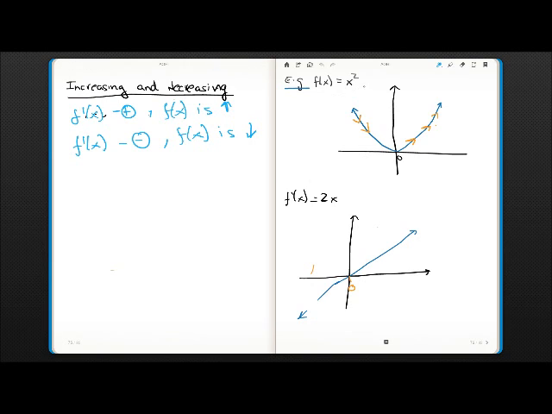If you have f of x equals x squared, anything left of the zero is decreasing, whereas anything right of the zero is increasing. And if we find the derivative, f prime of x equals 2x, anything left of the zero is negative, whereas anything right of the zero is positive. So once again, if the derivative is positive, the function is increasing. If the derivative is negative, the function is decreasing.